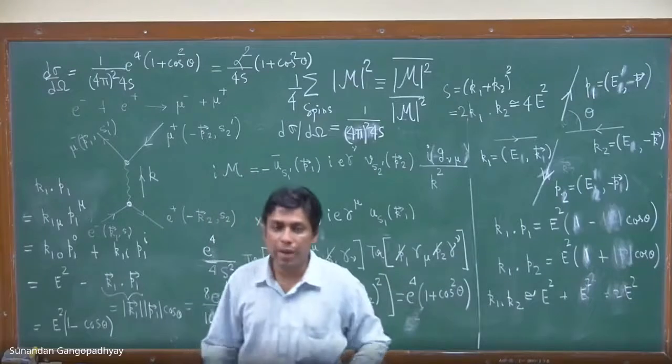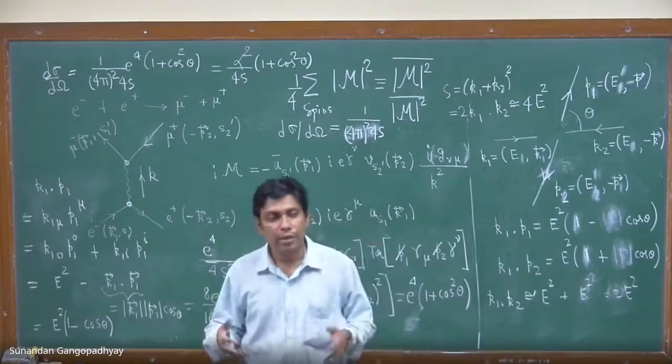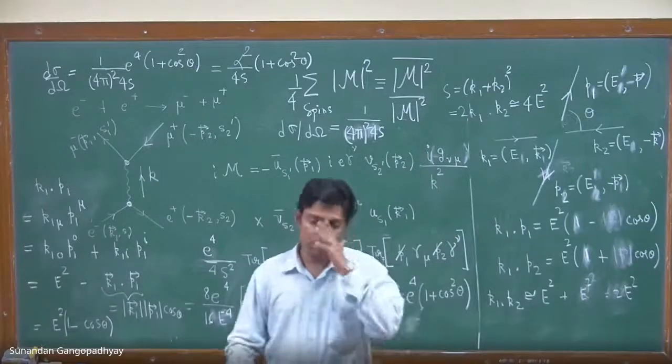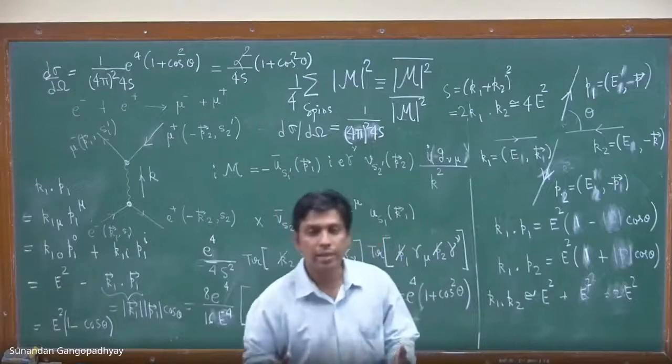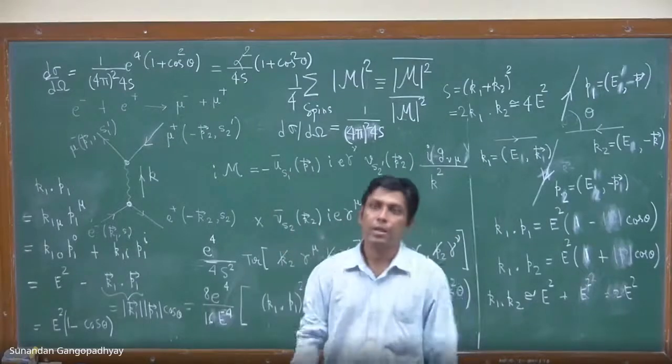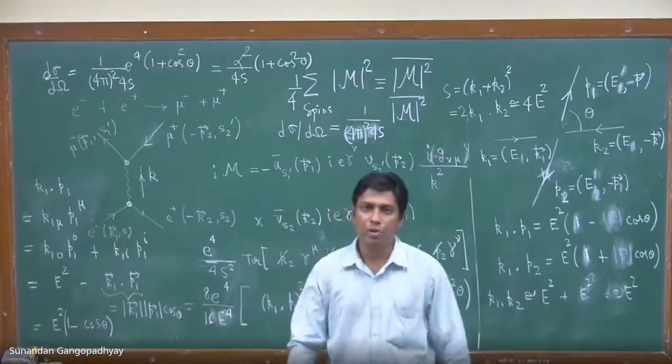Just identify the possible diagrams there, and then calculate at the tree level, because we are doing tree level calculations. Just identify the Feynman diagrams and write down their amplitudes, and then try to take mod square of those amplitudes and see what you get.